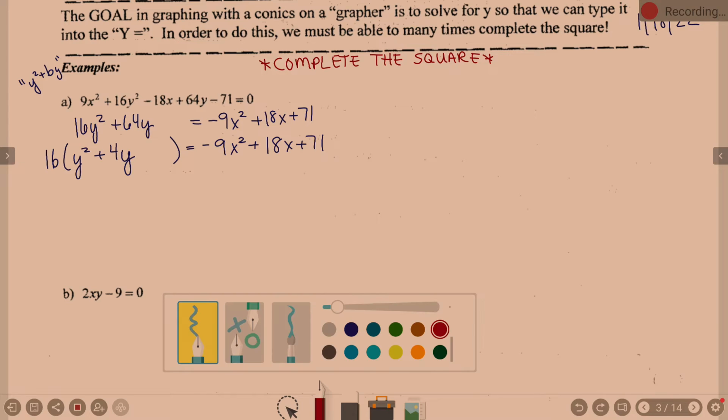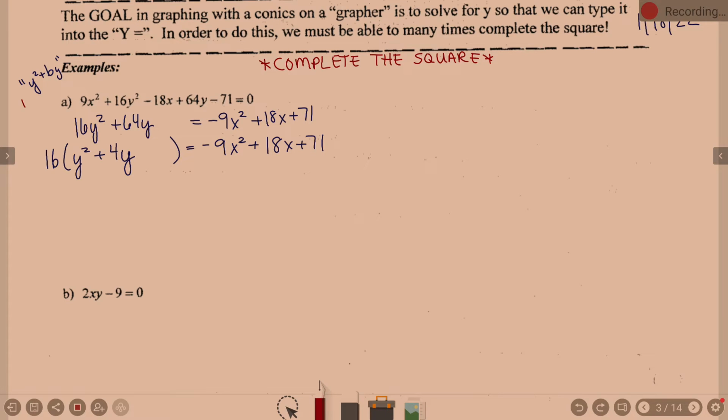In order to complete the square, we're going to do half of b and square it. What is my b? 4. So 4 divided by 2 is 2. 2 squared is 4. I'm going to add 4 on the left. If I add 4 on the left, we're going to add, quote, 4 on the right, but it's not just a 4, it's a 4 times 16, because there's that 16 multiplying.